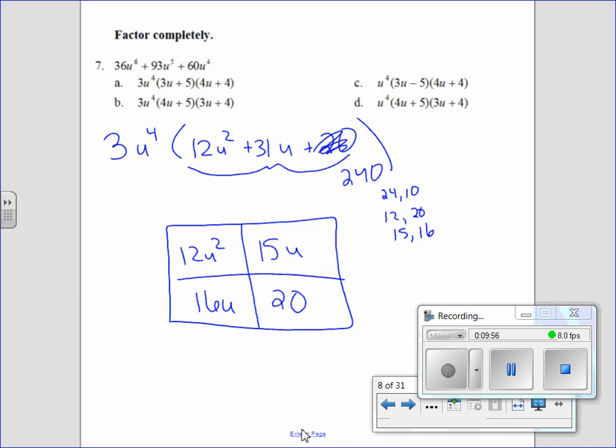What do the top two have in common that I can divide out front? A 3 and the u. So let's just reverse our Punnett square. 3u times what is 12u squared? 4u. 3u times what is 15u? 5. And 4u times what is 16u? 4. So our final answer, you don't want to lose that 3u to the fourth from earlier, but then we've got a 3u plus 4 and a 4u plus 5.